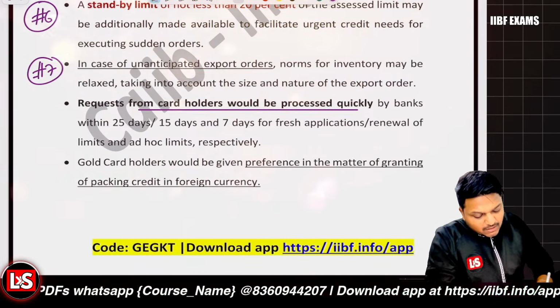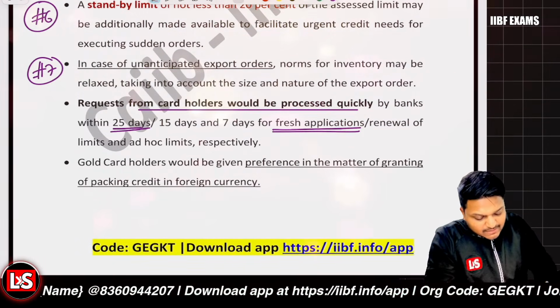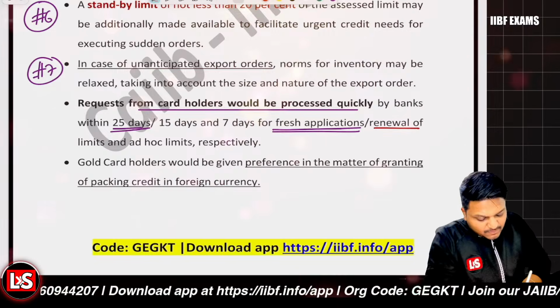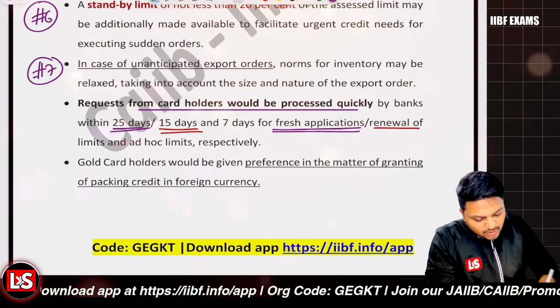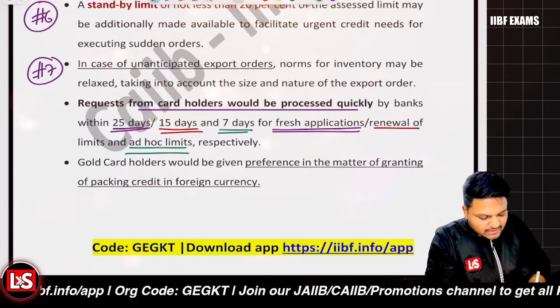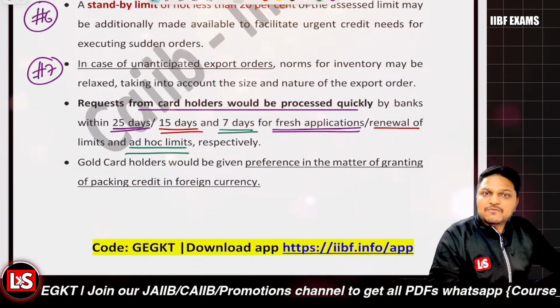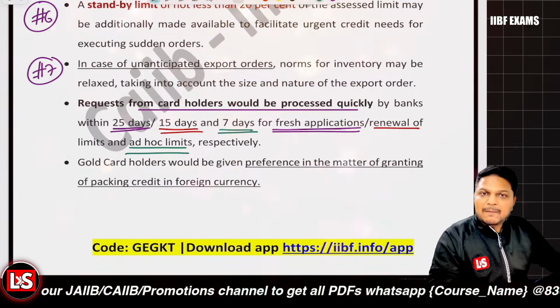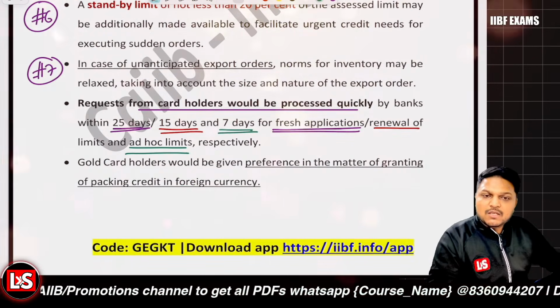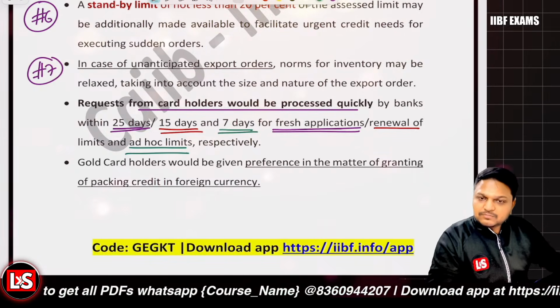Like for fresh applications, the applications will be processed in 25 days. The renewal of limits will be processed in 15 days. And if ad hoc limits are to be sanctioned, those will be sanctioned in just 7 days, right? So the time period is also reduced. The processing is very much faster and simpler norms will be there. For application, it is 25 days. For renewal, it is 15 days. And for ad hoc limits, it is 7 days, right?